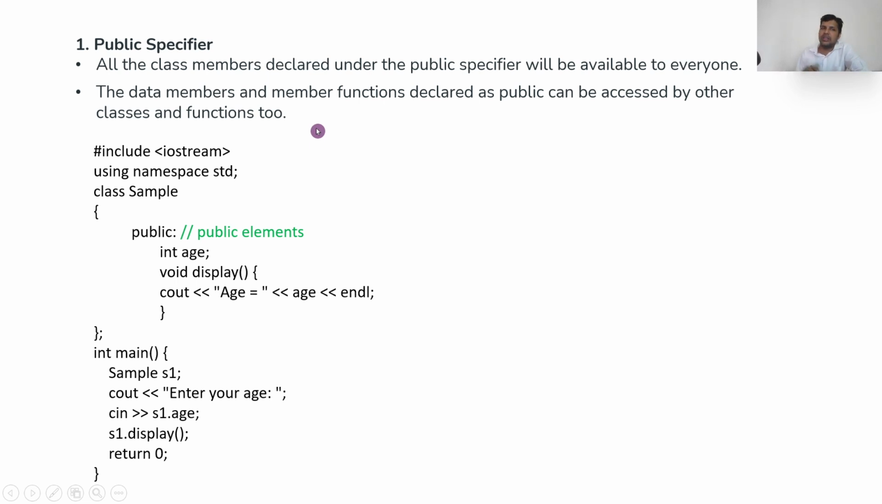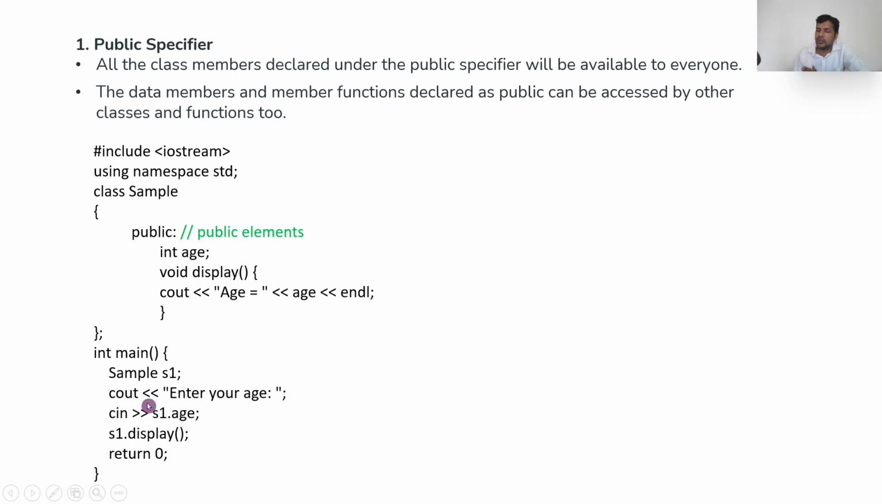Here we have a class, from here to here. I said public. That means int age and void display are public now, so outside the class they can also be used. For example, in main, I am not declaring any int age here, but I have just said sample s1. Enter your age. I am using s1 dot age. Now where did I declare this age?